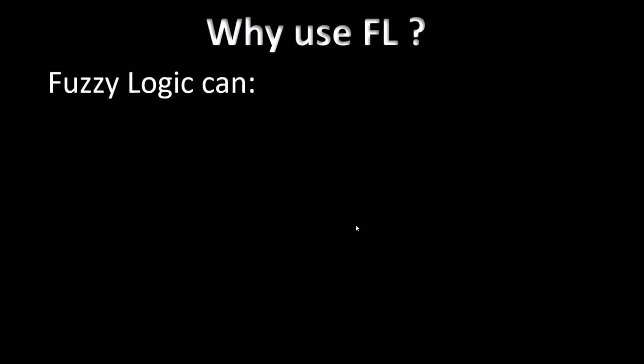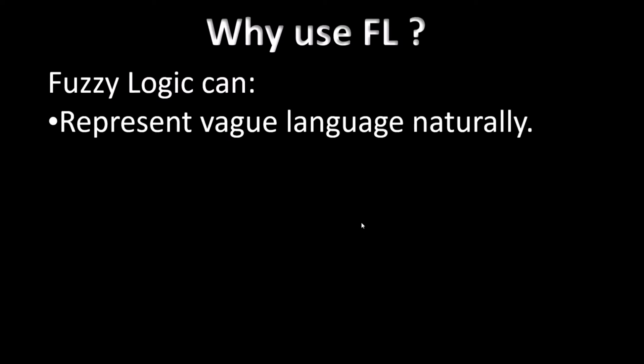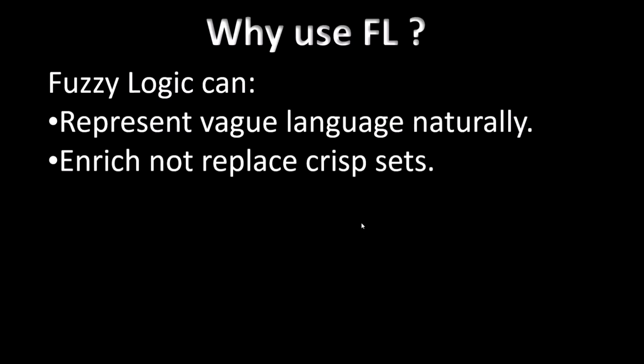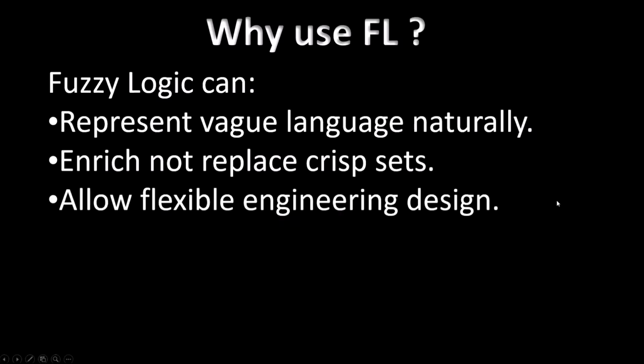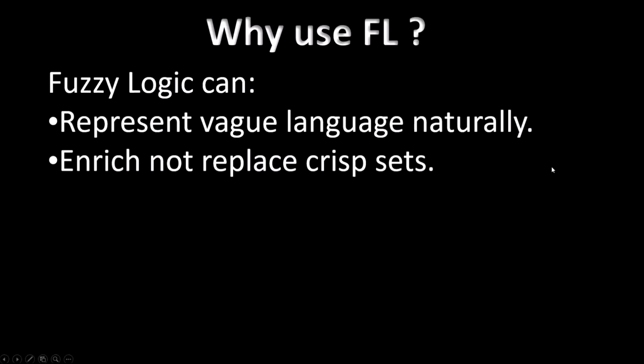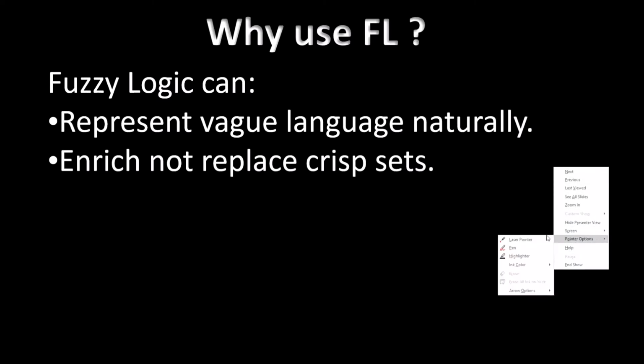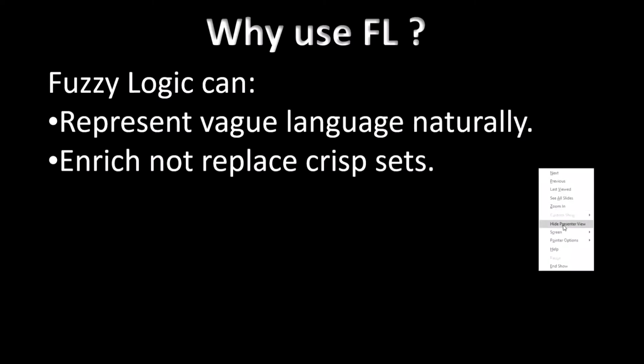So fuzzy logic can do many things. First thing first, it can represent vague language naturally. Vague language is the way you speak. We use vague language to ensure that what we say will be understandable by people. The second thing is that fuzzy is not replacing the crisp set. It means that in general, if you define some crisp function, let's say in a simple concept.